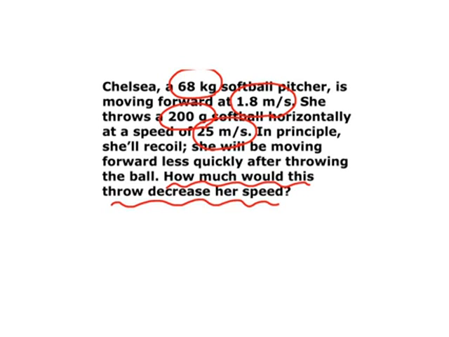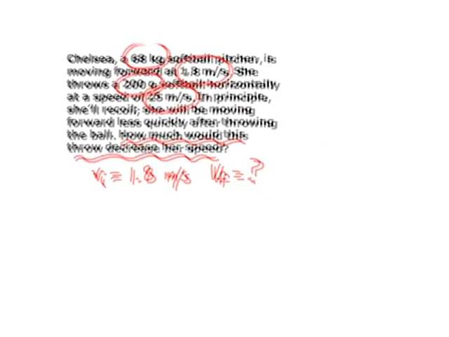So ultimately, the question we want to answer is this. Chelsea's initial speed, right before she throws the ball, is 1.8 meters per second. Let's solve for what her final speed would be after she throws the ball, and then think about what's the change from the initial. Let's go ahead and get started.